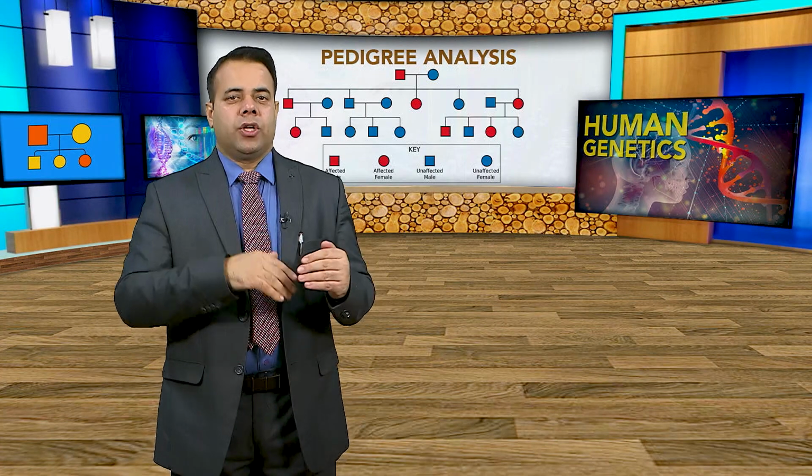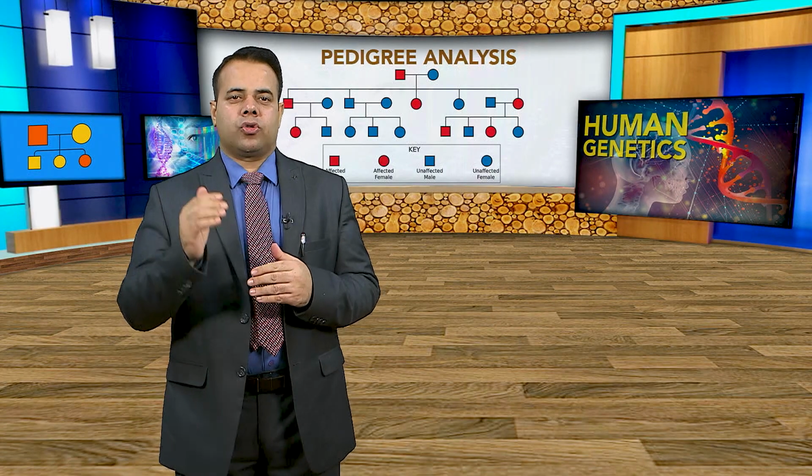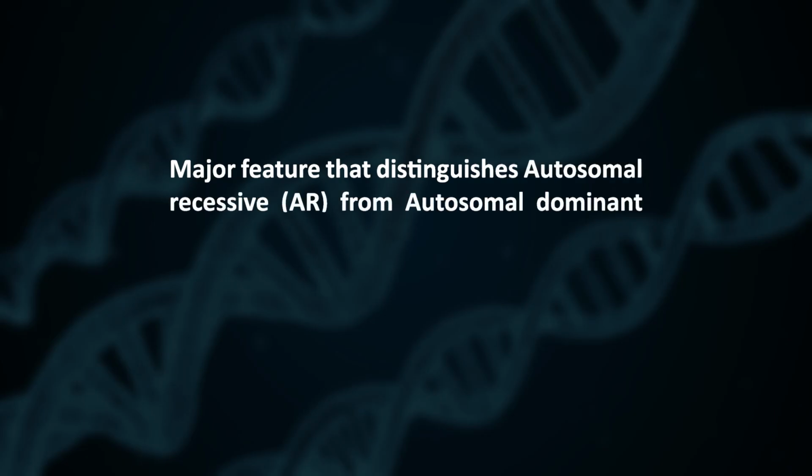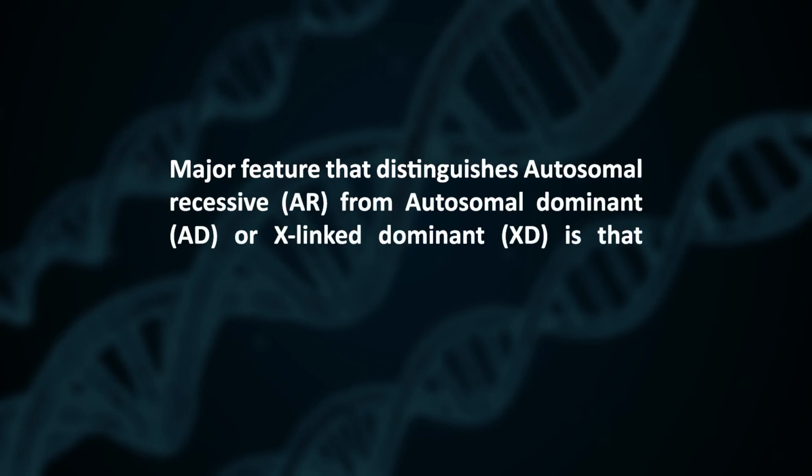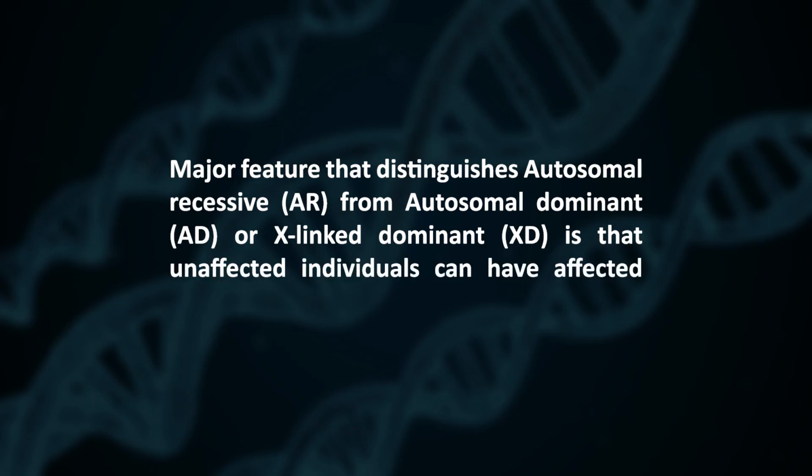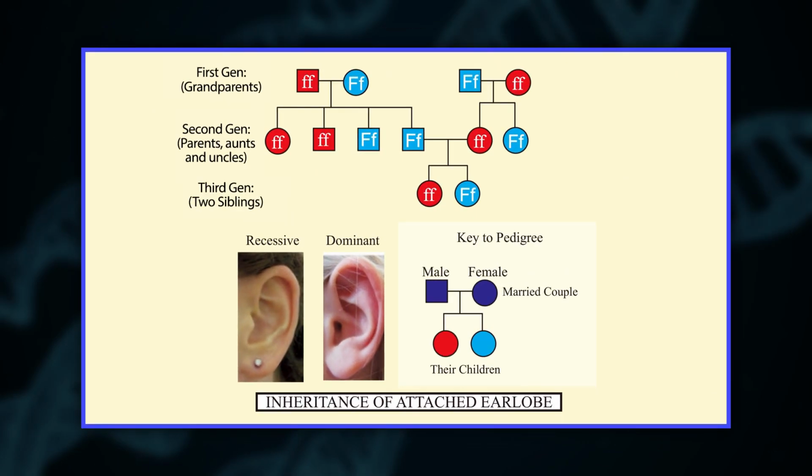Compared to pedigrees of dominant traits, autosomal recessive pedigrees tend to show fewer affected individuals and are more likely than autosomal dominant or X-linked dominant to skip a generation. Thus, the major feature that distinguishes autosomal recessive from autosomal dominant or X-linked dominant is that unaffected individuals can have affected offspring. Attached earlobes is a human condition that may follow an autosomal recessive mode of inheritance pattern.